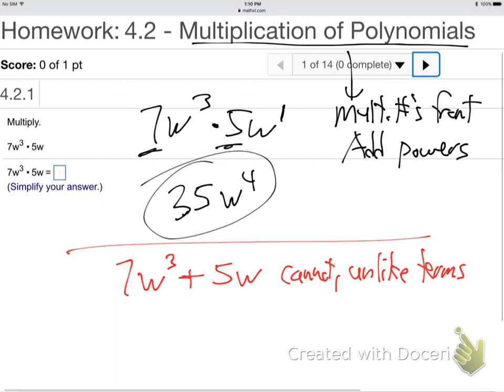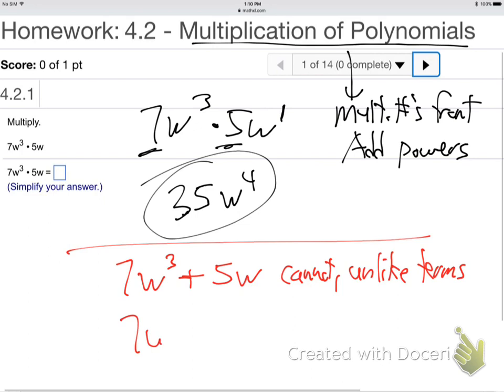So for adding and subtracting, we're concerned with whether they're like terms or not, and if they're not, we can't do it. For multiplying, we don't care whether they're like terms or not. We just do it. Just multiply the numbers in the front, add the powers. Just like that. Different rules, right?